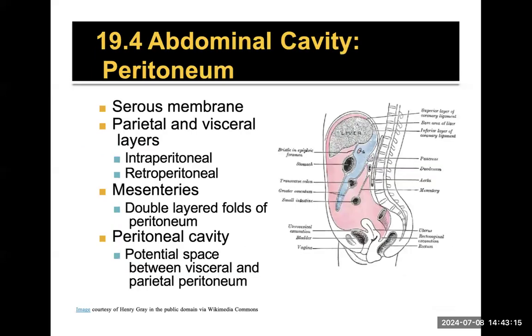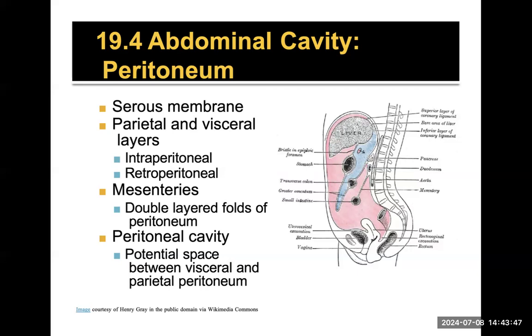The abdominal cavity and the peritoneum is made up of the serous membrane. The parietal and visceral layers are going to have intraperitoneal and retroperitoneal components, which just means inside and then on the back. The mesenteries are double layered folds of peritoneum that help suspend all of these internal organs in place so that they can stay in position even if you change position.